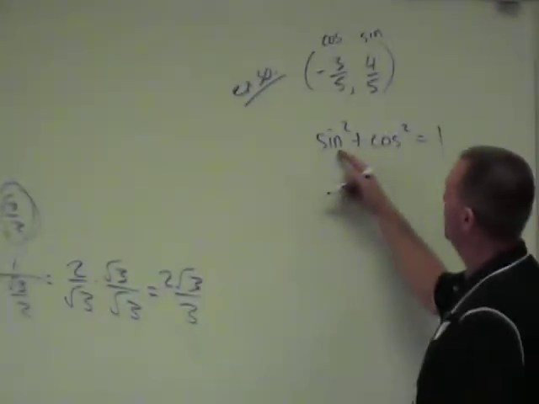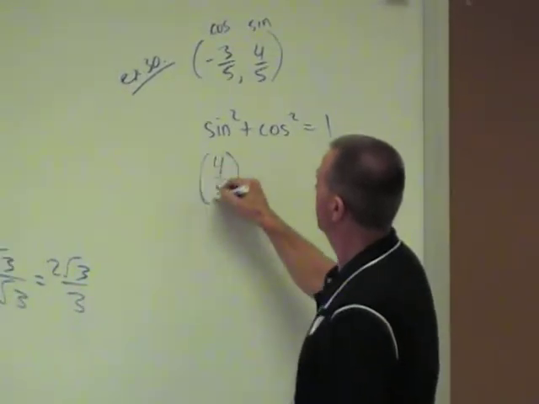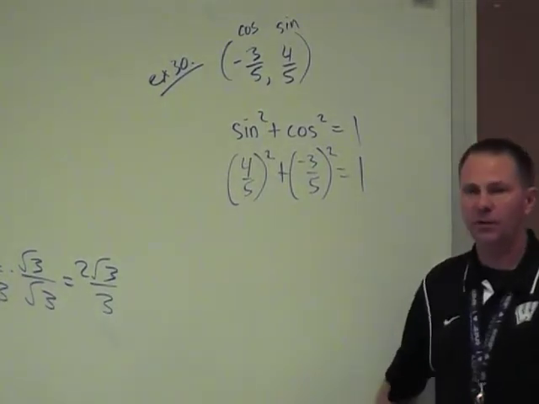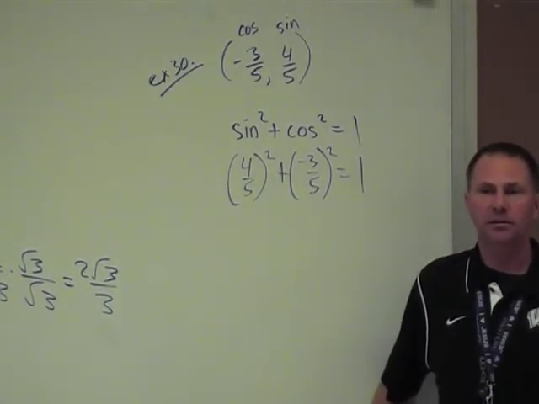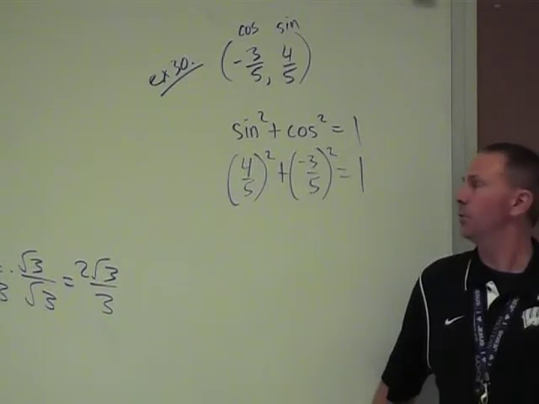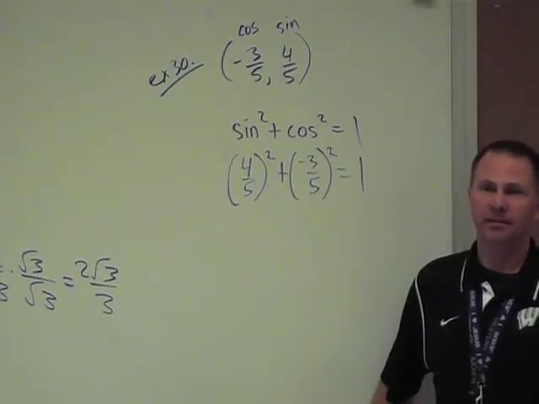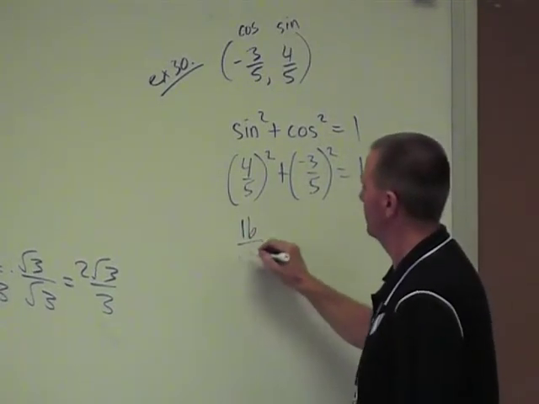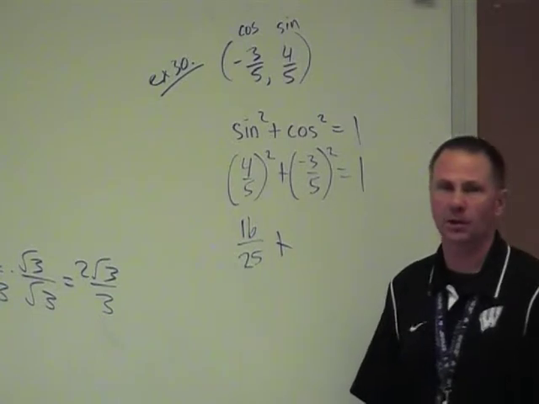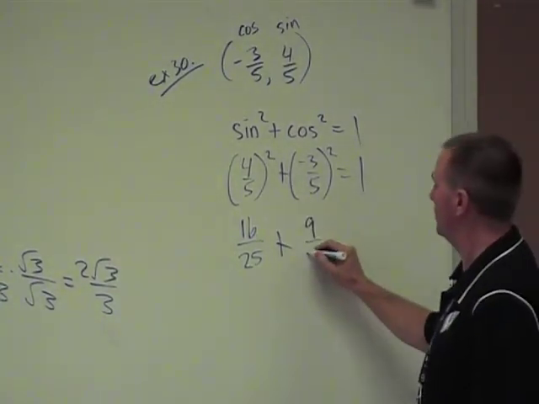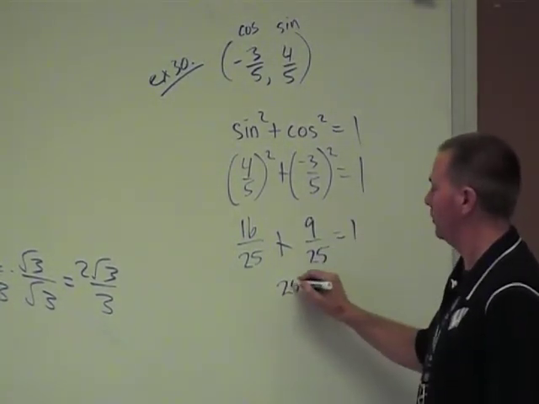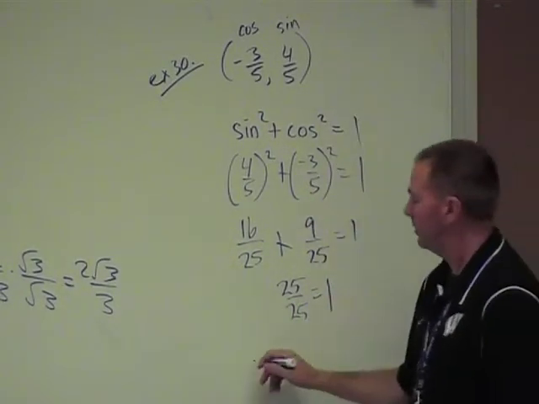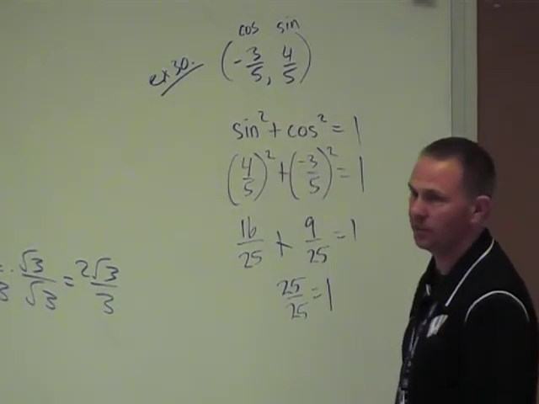Okay? So what we're going to do is 4/5 squared plus -3/5 squared equals 1. Verify that. Make sure that's correct. What is 4/5 squared? 16/25. What's -3/5 squared? 9/25. That's 25/25. It does equal 1. Alright, so therefore, the sine is 4/5, the cosine is -3/5.